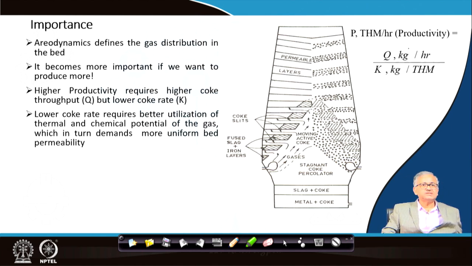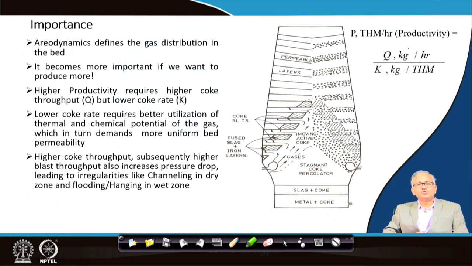Now, for both the cases, if I want to have a lower coke rate, it requires a better utilization of the thermal and chemical potential of the gas, because if I can utilize the gas most effectively, obviously my coke rate will decrease. If I cannot effectively utilize it, that means some of the gas passes through the blast furnace without interacting with the solid and goes out of the blast furnace, obviously we are not utilizing the potential of the gas. In that case, your coke rate will increase. The coke rate means to produce 1 ton of hot metal, how much coke is required, okay. So obviously, a lower coke rate requires better utilization of the gas, better bed permeability, and for that, you need to study the aerodynamics, right?